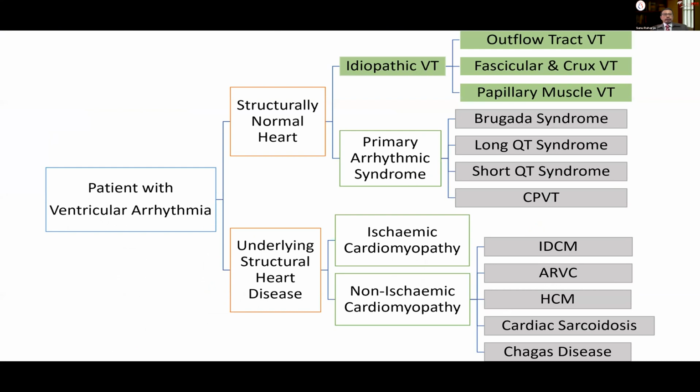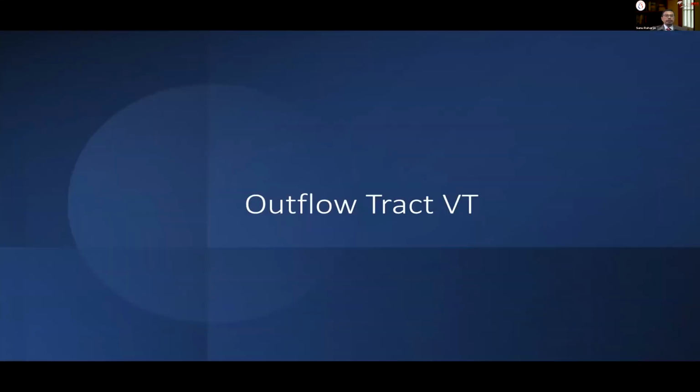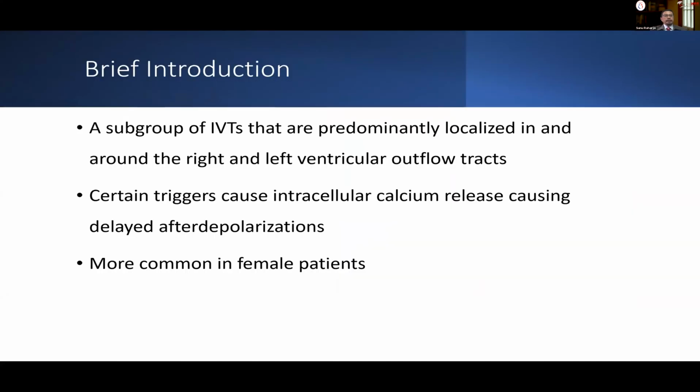And now, those are the general concepts. And then let's check one by one the idiopathic ventricular arrhythmias. The first is the outflow tract ventricular tachycardia. This is a subgroup of idiopathic VT that are predominantly localized in and around the right and left ventricular outflow tract. And certain triggers cause intracellular calcium release, causing delayed afterdepolarization. And we don't know why, but this is more commonly found in female patients.